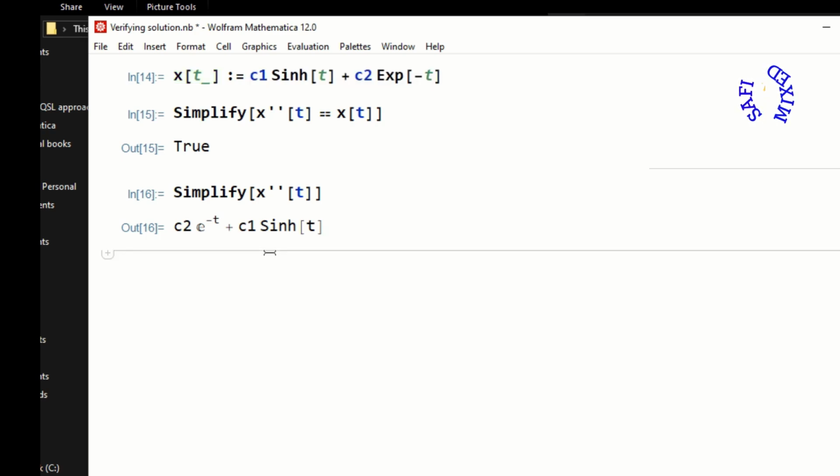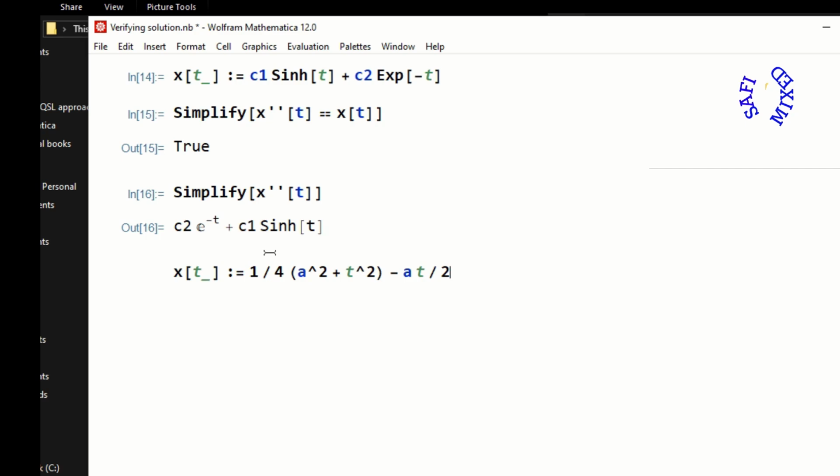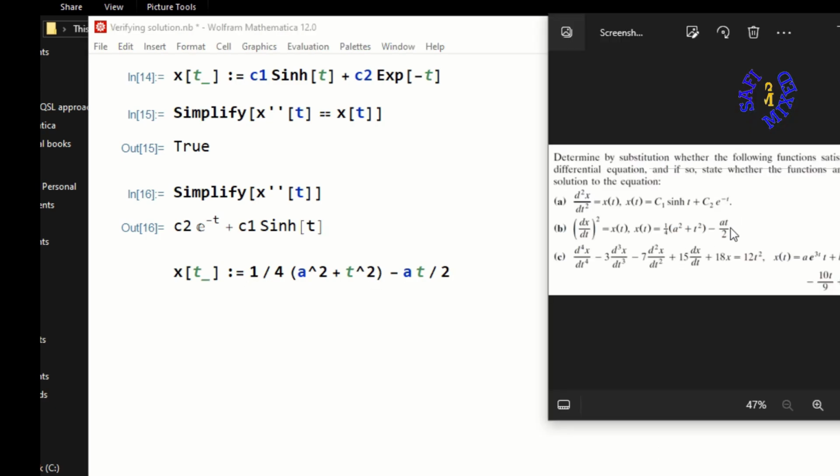Now let me write the second solution of the second equation. It is this one. If you see over here, x(t) equals 1/4 a squared t squared minus a t over 2. So this is a solution as given in the question, and we want to verify that this is the solution to (dx/dt) whole squared equals x(t).